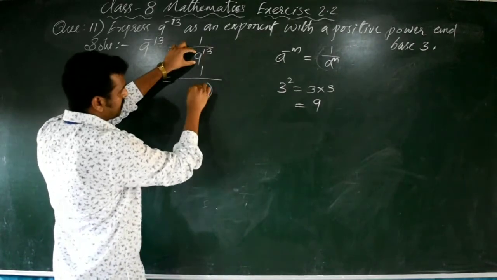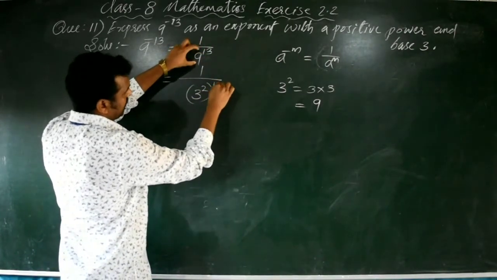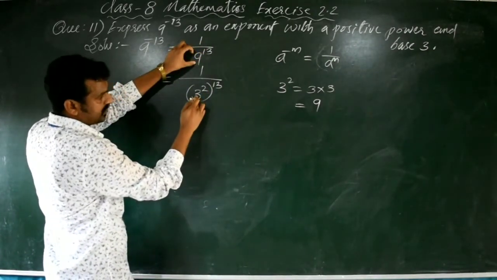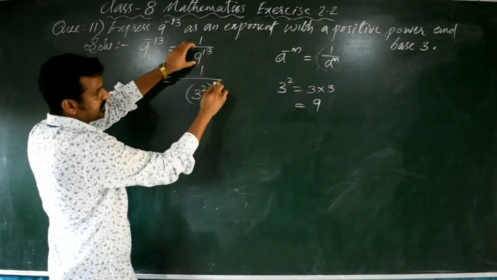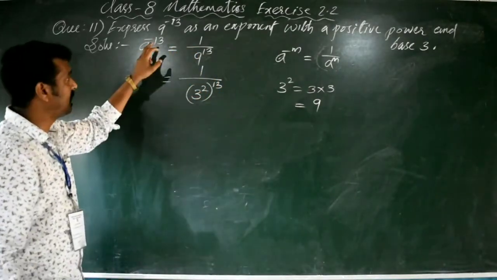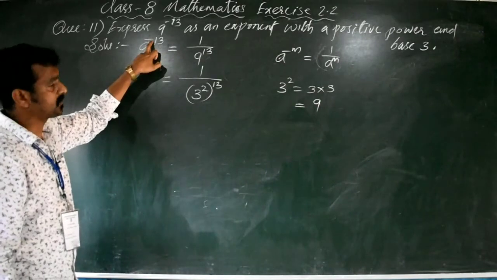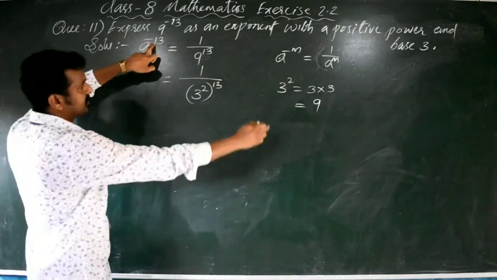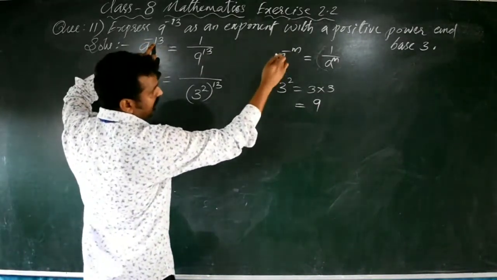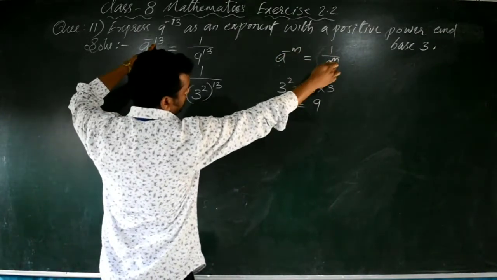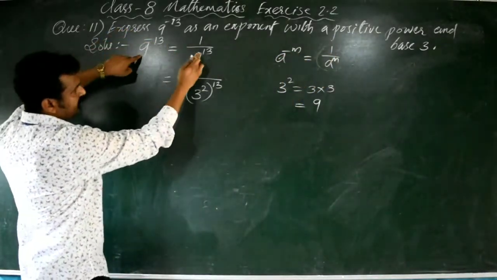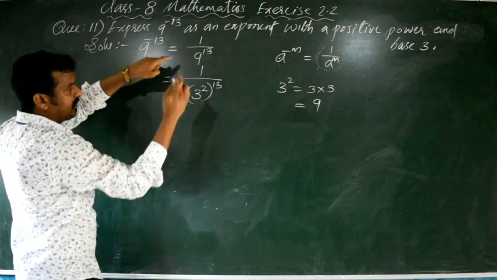The whole raised to, what is the power here? 13. In place of 9 I wrote 3 raised to 2 and the power there is 13. So first we made this negative exponent a positive exponent. 9 raised to minus 13 is of the form a raised to minus m. A raised to minus m is equal to 1 by a raised to m. So 9 raised to minus 13 will come as 1 by 9 raised to 13.